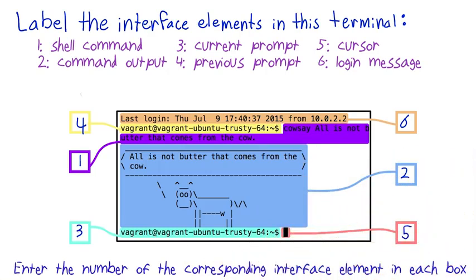And finally, the last interface element on the screen is the cursor. You'll probably notice the cursor doesn't quite look like ones you see in other programs. For instance, in a web browser or a word processor, the cursor is usually a vertical bar. In the terminal, it's usually a block, but you might also see it as an underscore in some cases.